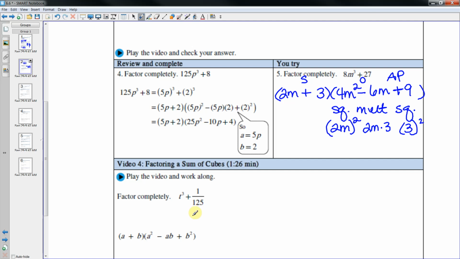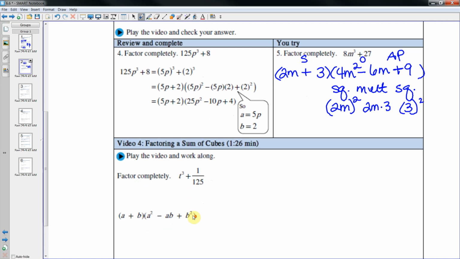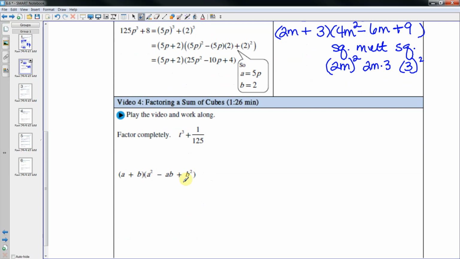I'm going to work this fraction one down here just because I think that might help. I don't know why they have this one here, so I'm just going to kind of mark it out. But I'm going to do this fraction one just because we might need to do a fraction. So t cubed is t times t times t. 1 over 125. Remember, 5 cubed was 125. So 1 over 125 would be 1/5. That's a 1. Alright, and then square, multiply, square.